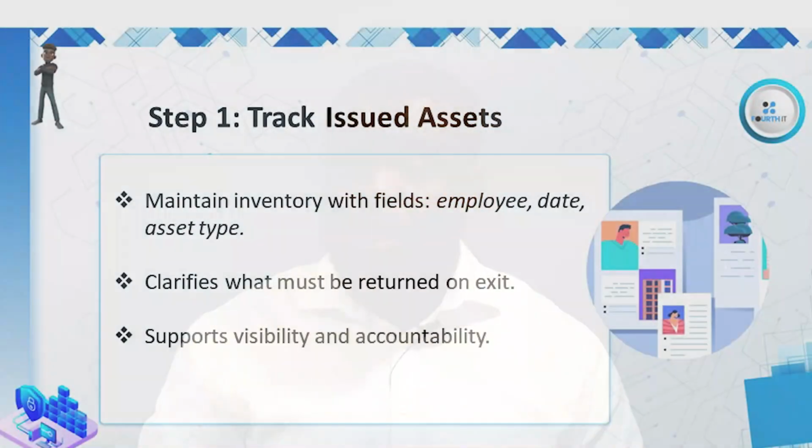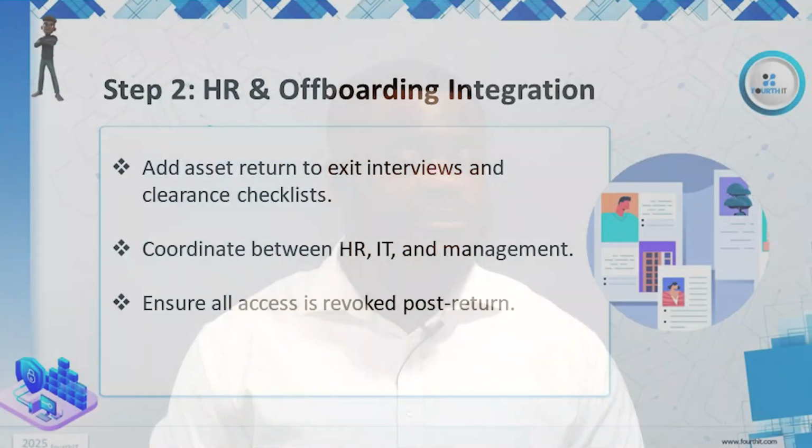Mostly we use a spreadsheet or software to keep inventory of this. In this way, when someone leaves or their contract ends, there is no confusion about whether they need to come back and return their assets. It brings clarity where everyone knows exactly what item they collected and what they need to return.